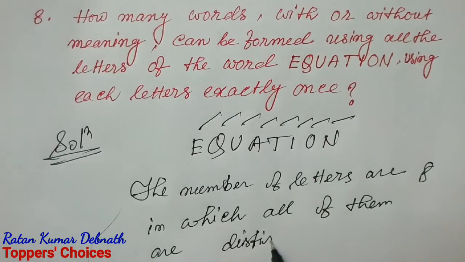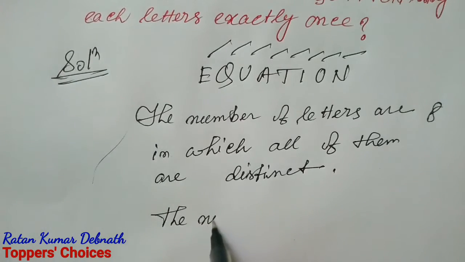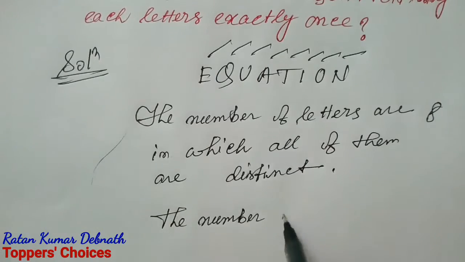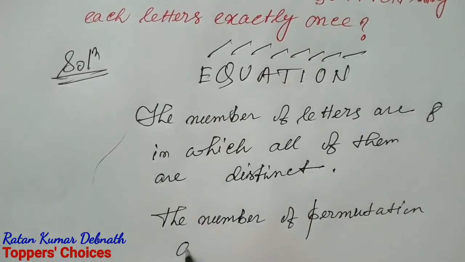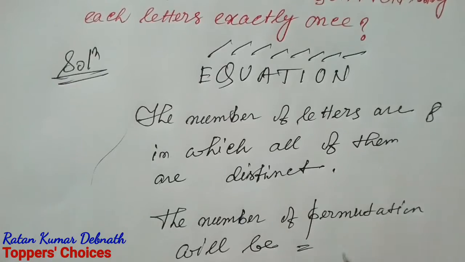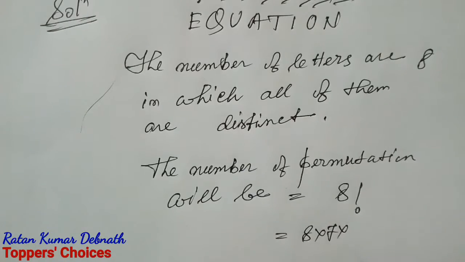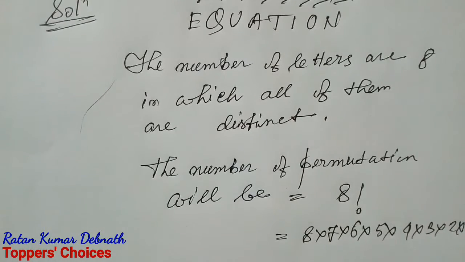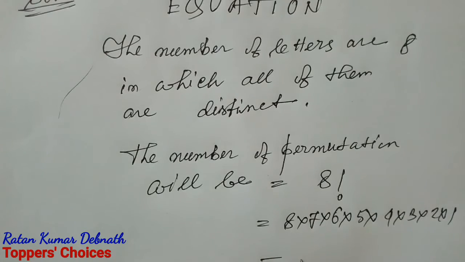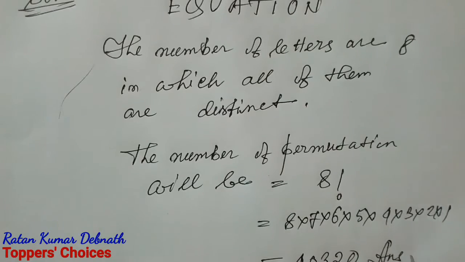So in that case, the number of permutations will be 8 factorial, which equals 8 into 7 into 6 into 5 into 4 into 3 into 2 into 1, and multiplying all the numbers we get 40320 as the answer.